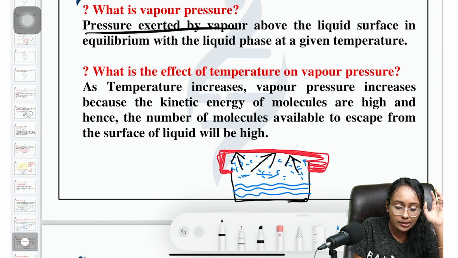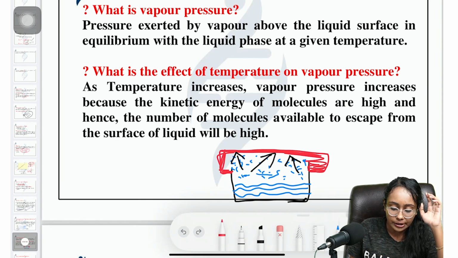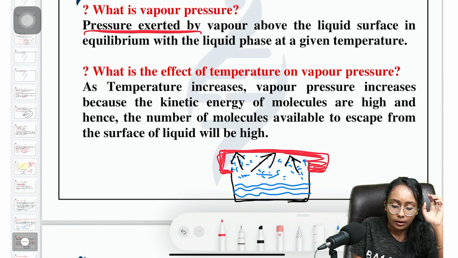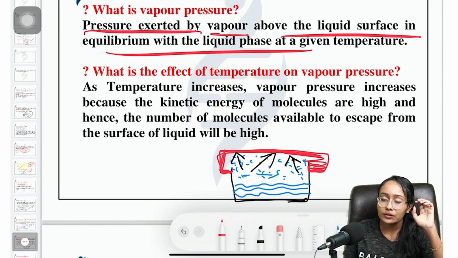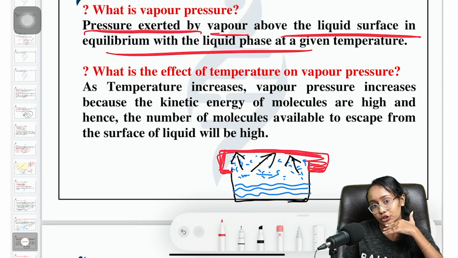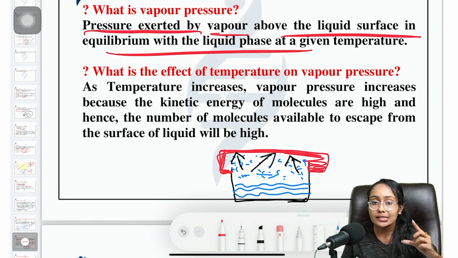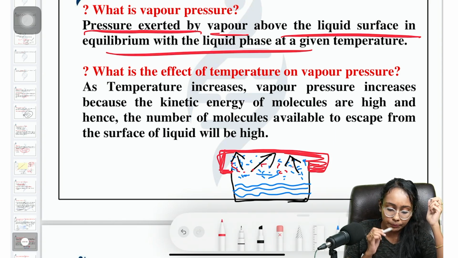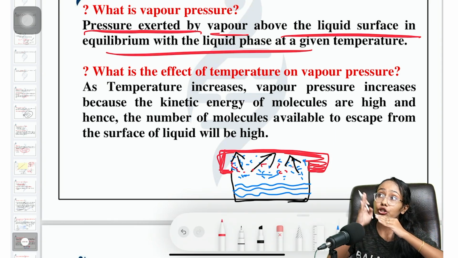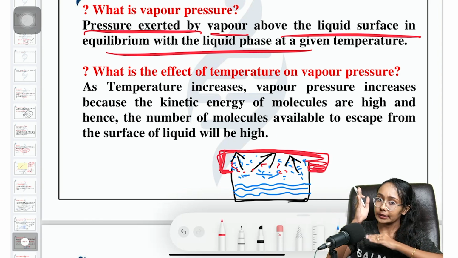Clear? Pressure exerted by vapor above the liquid surface in equilibrium with the liquid phase at a given temperature. Means what? Pressure exerted by vapor. So these are the vapors. The vapors exert a pressure on the lid of the container, right?